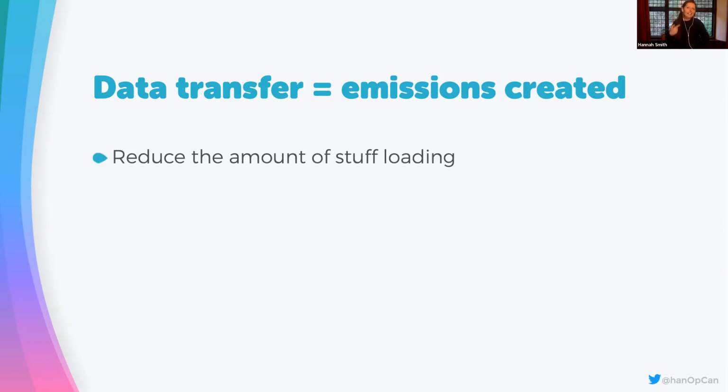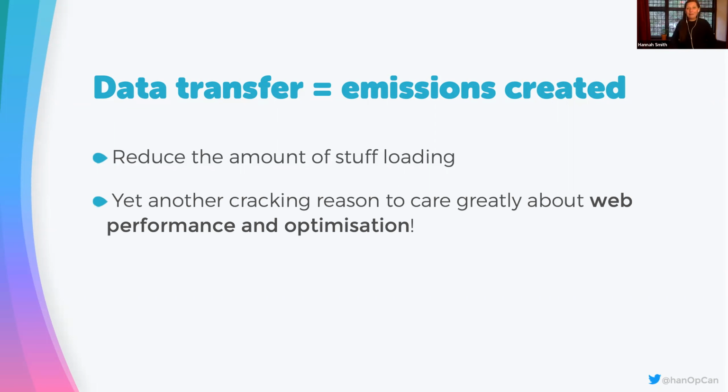Okay, so basically, a lot of people may have come along to this talk expecting me to talk for half an hour about performance and optimization, because that's what a lot of people see as making digital tech more sustainable. It's about reducing the amount of stuff loading. And it is definitely an important thing because the more data that's transferred, the more electricity that's used, and the more carbon we emit. So there's a direct relationship between the amount of data and the amount of emissions being created. So we definitely do want to care a lot about performance and optimization.